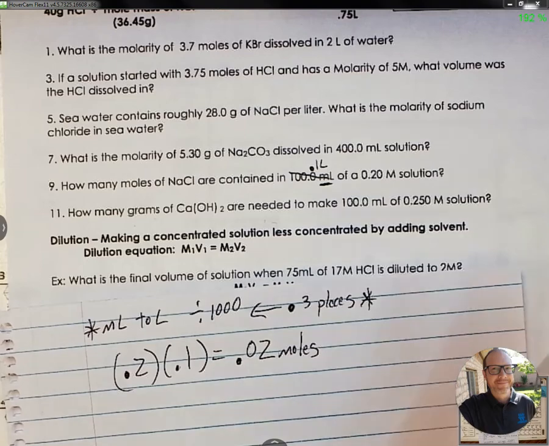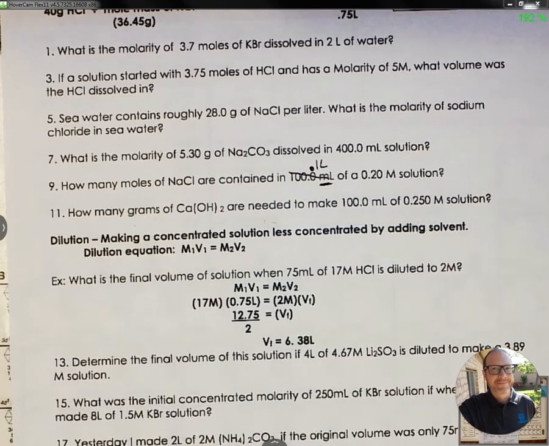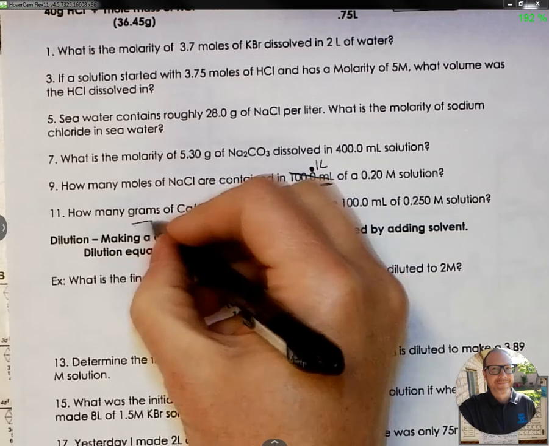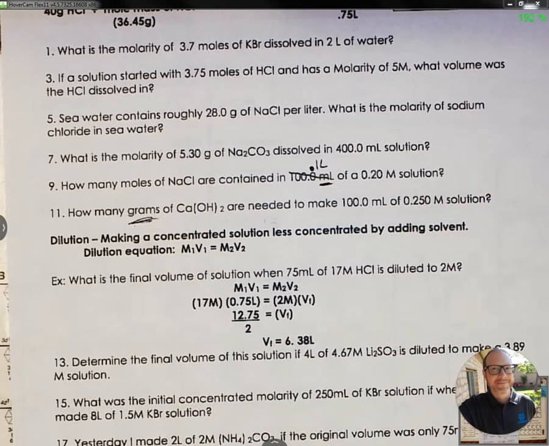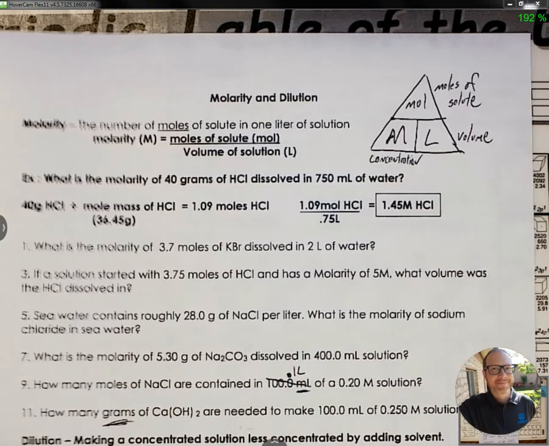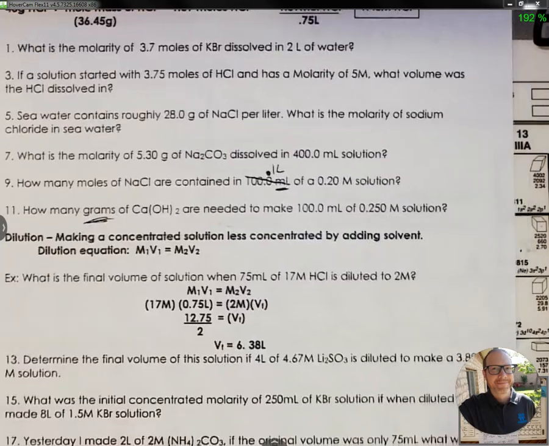Let's take a look at number 11. What's the problem in number 11? Why is this not like something we've seen before? It's asking for grams. Now, grams aren't even up in any of this mess right here, right? So what do you think I'm going to have to do?